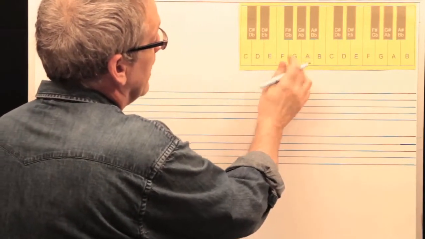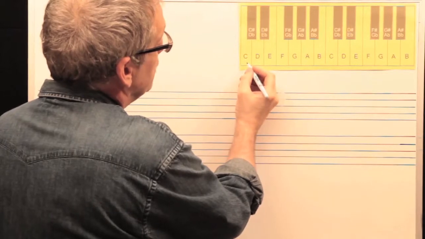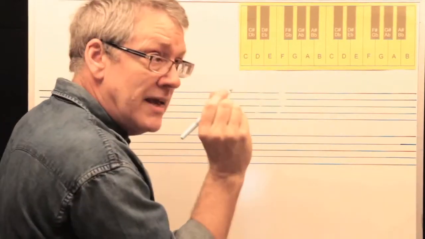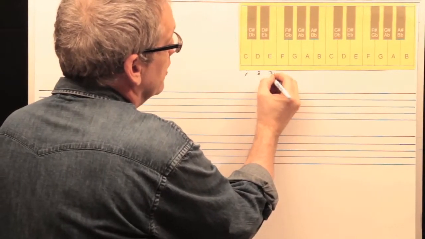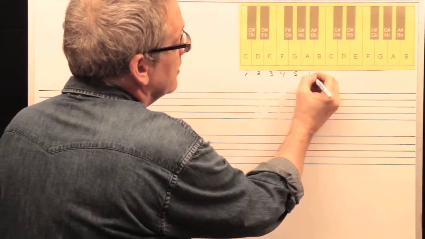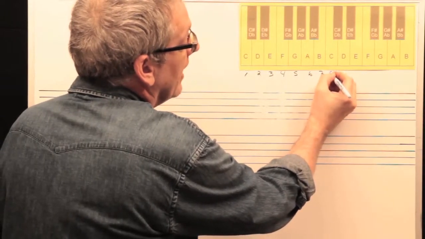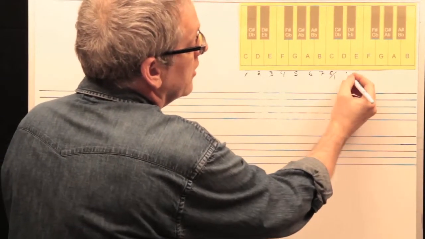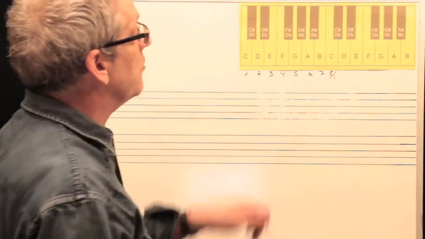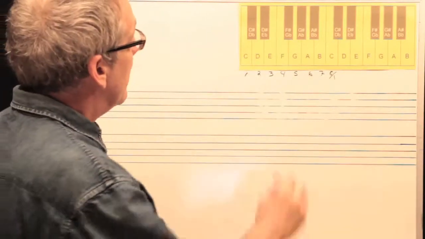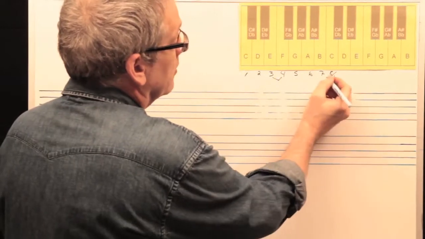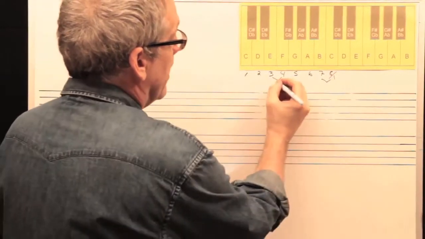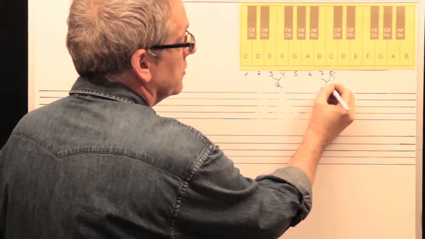So C, D, E, F. Here C is the 1, 2, and if we give numbers to all these, 5, 6, 7, 8, or 1 again, and then 2, 3, 4, on up the scale. This little span here is two octaves. So if the half steps fall between 3 and 4 and 7 and 8 on a major scale, it's right here. There are our half steps right there. I hope you can see this.